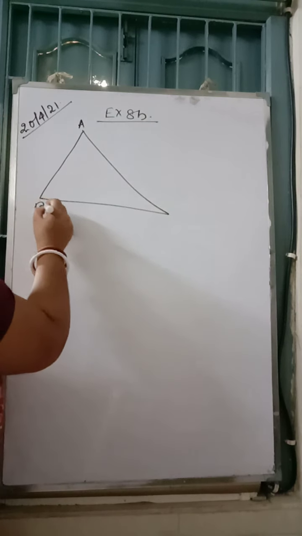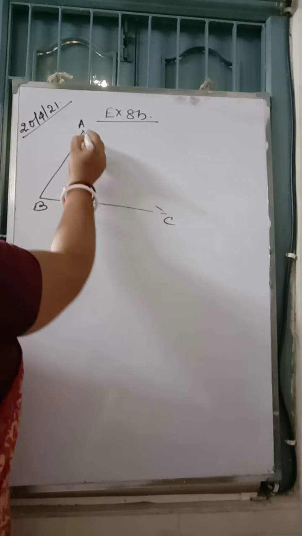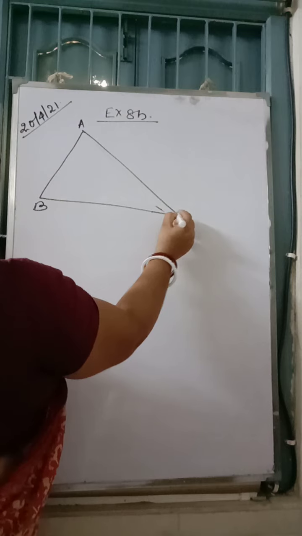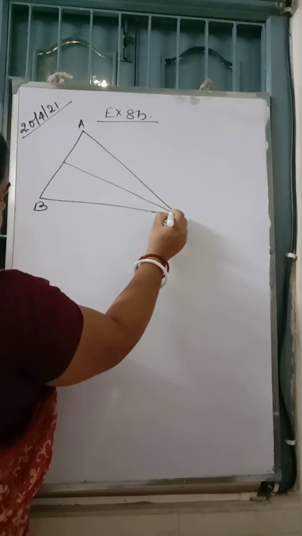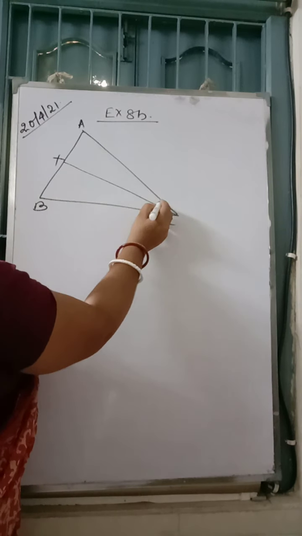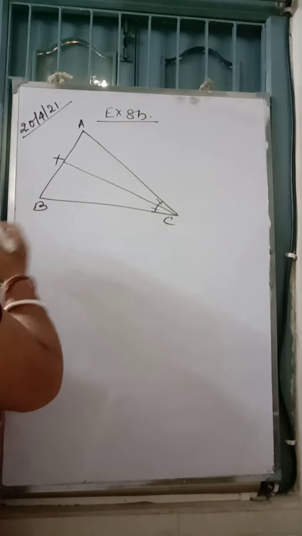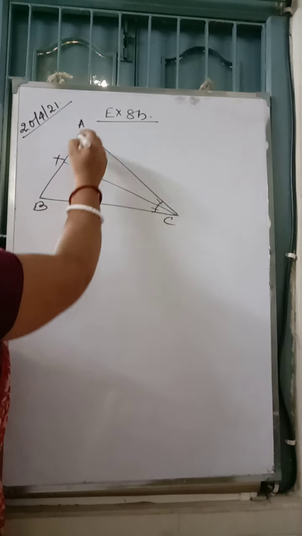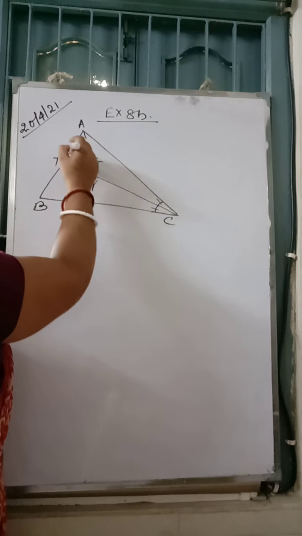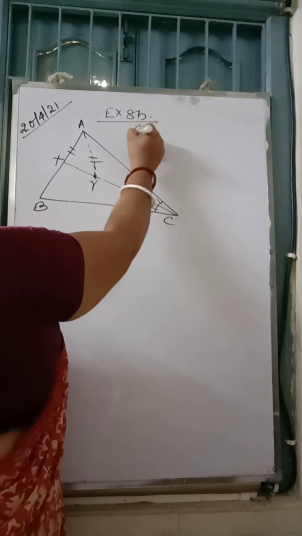Now first of all it says ABC is a triangle, so I have constructed a triangle ABC. Then it says the bisector of angle C meets AB at X. This is the bisector, CX is a bisector. Now Y is a point that lies on CX such that AY is equal to AX. It is given.